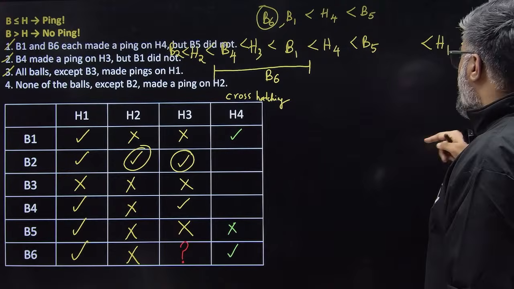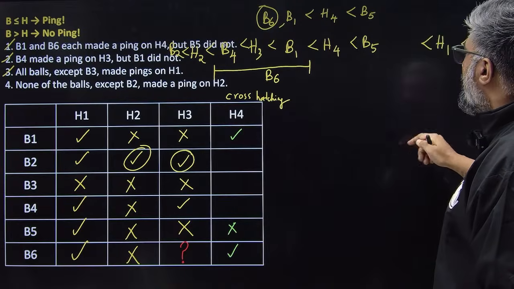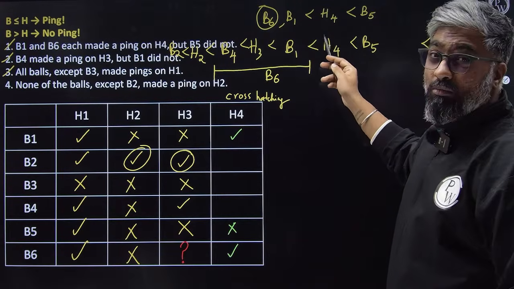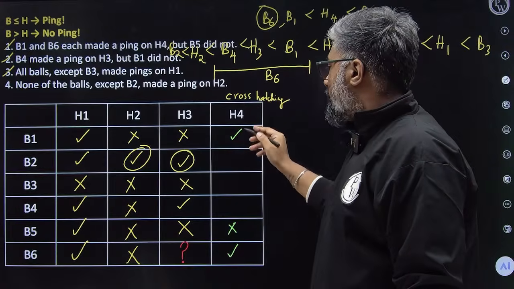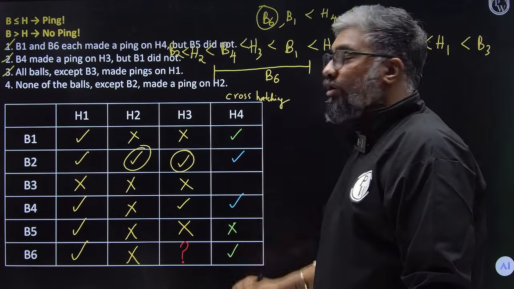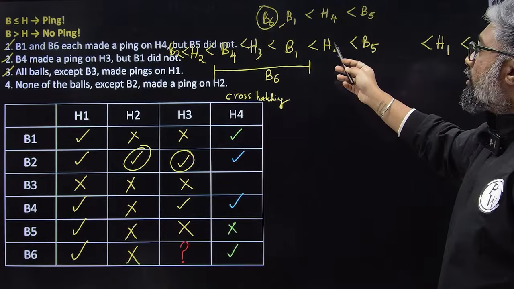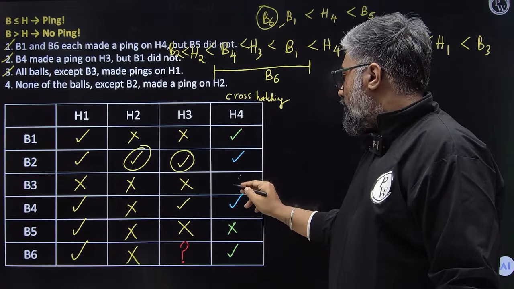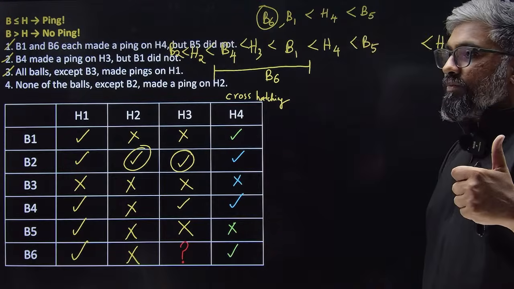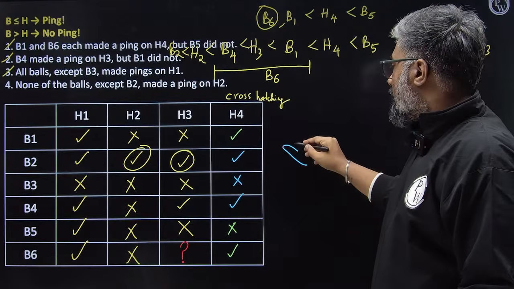Okay. Can we finish off H4 also quickly? Which are the balls which are smaller than H4? B1, B4, B2. B1, B2, B4 are all smaller. How many balls are larger than H4? B5 and B3. B5 no, B3 no. Clear? Do we have the bay that we were looking for?